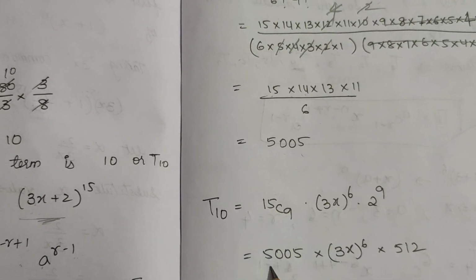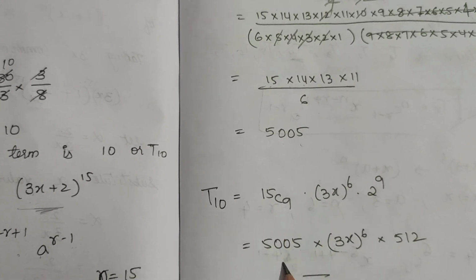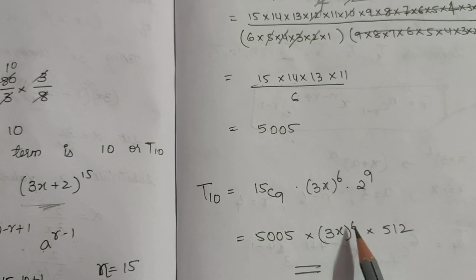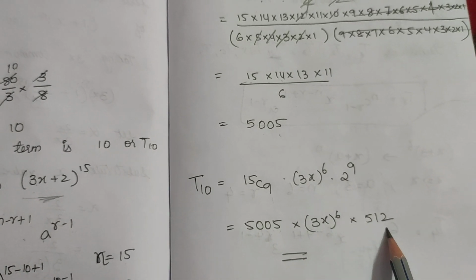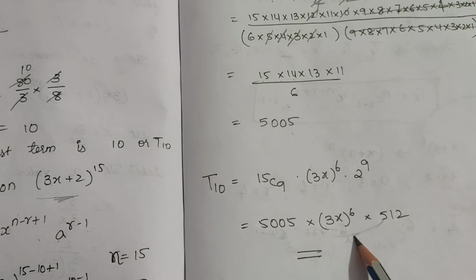15C9 is nothing but 5005. In the place of 15C9, put the value 5005 into (3x)^6, and 2 to the power 9 is nothing but 512. If you want to multiply, you can multiply these two terms. Answer is over.